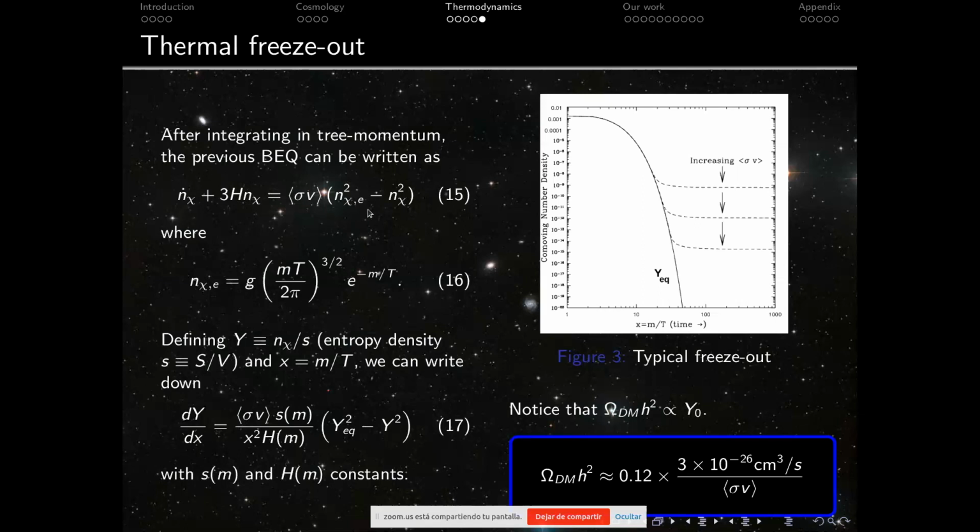you can see that you have to solve this system of equations numerically. In order to solve this, one typically recasts the equation with new variables. These typical definitions, this capital Y, for instance, which is the number density over the entropy density, is just to get rid of the Hubble rate expansion, which is explicit in equation 15. If you introduce this variable, you don't see exactly the Hubble expansion in your equation. Also, you define this parameter x, which is the inverse of the temperature.